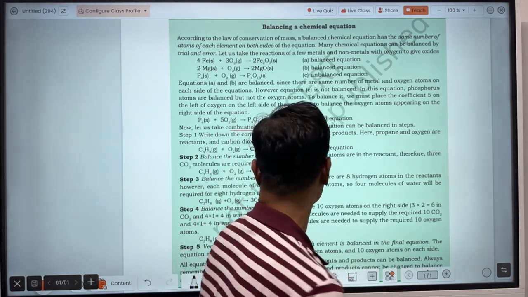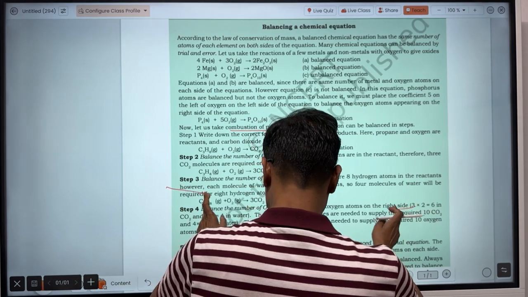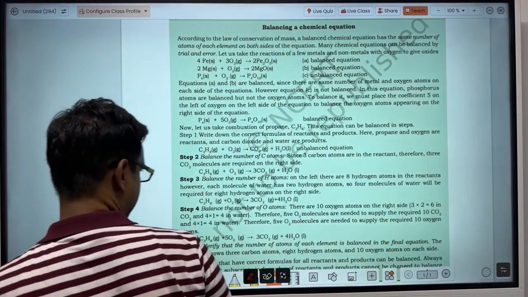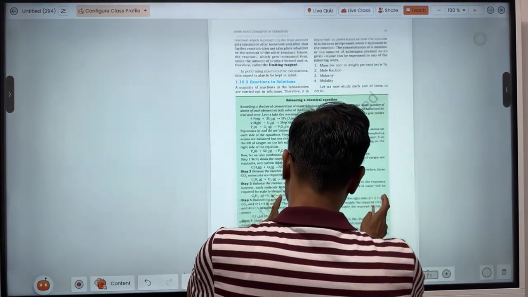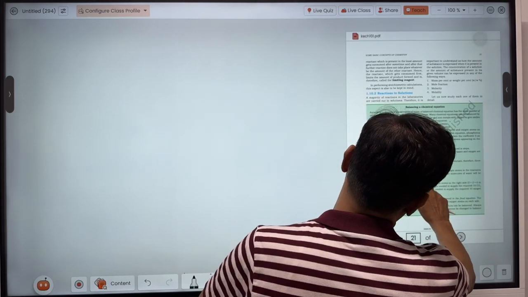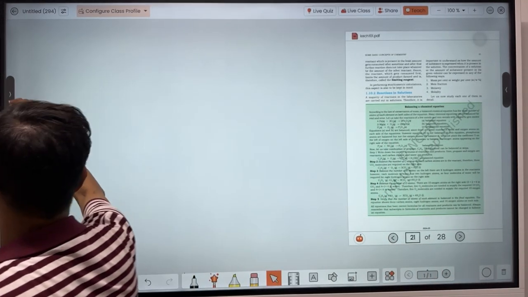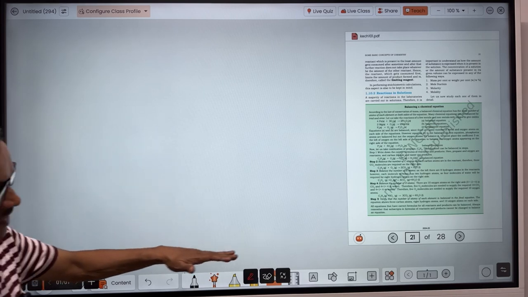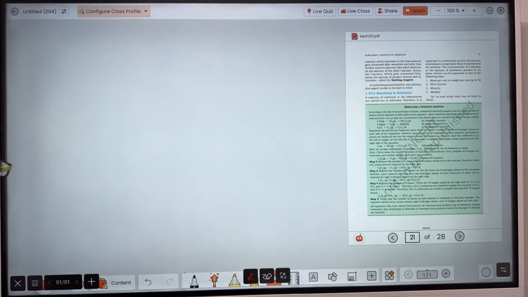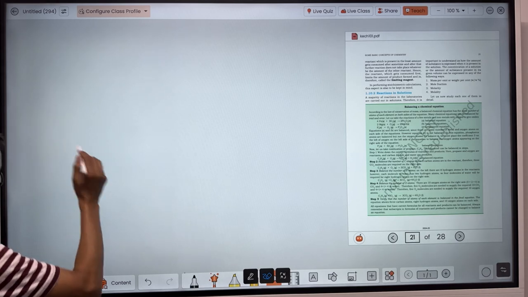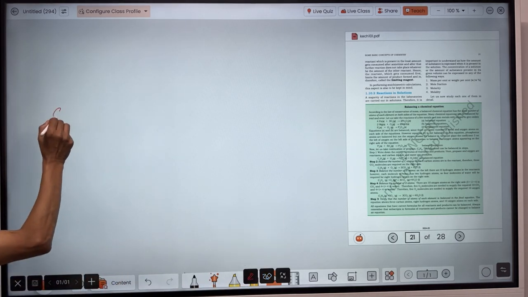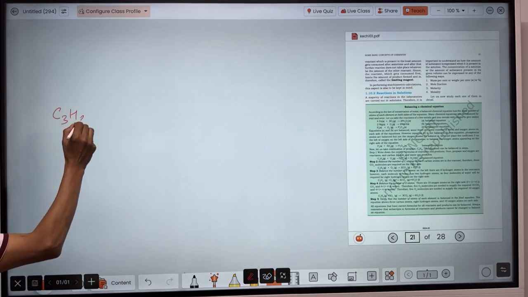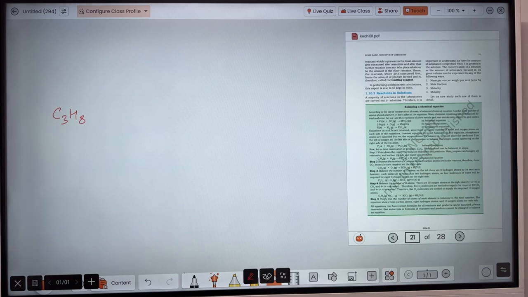So very simple it is. First of all, let's see. I am making this short, and then balance here. So for the combustion of propane, propane is C3H8. Combustion means it will be heated in the presence of oxygen.